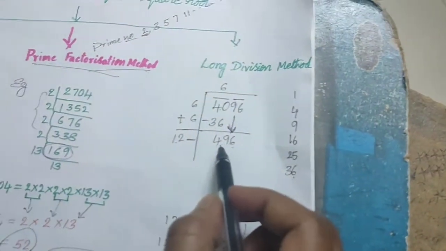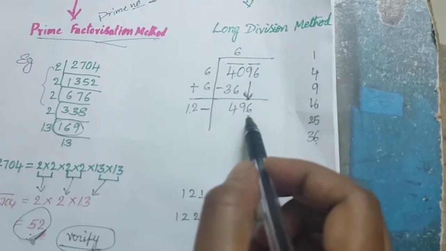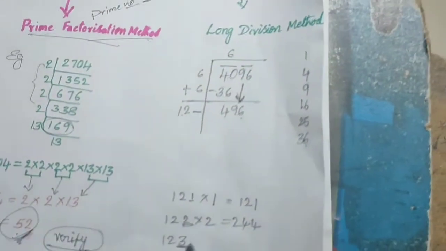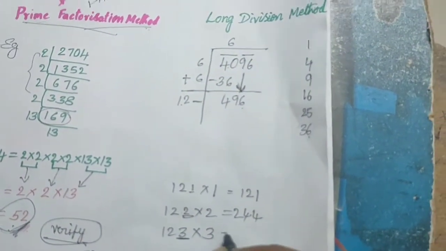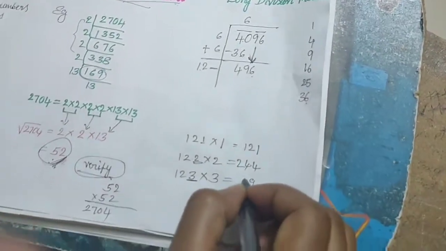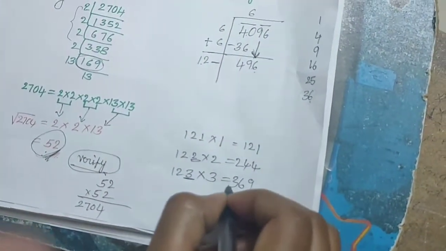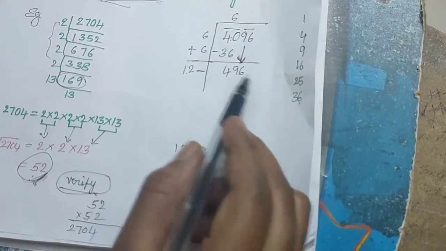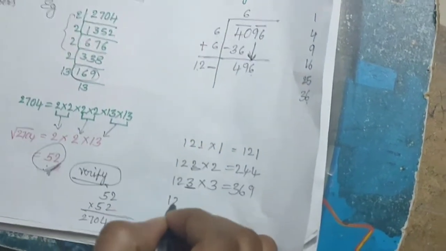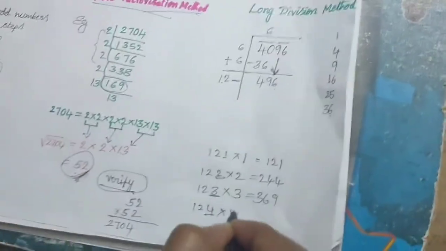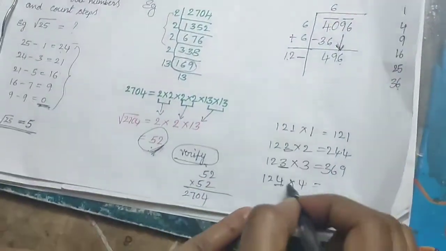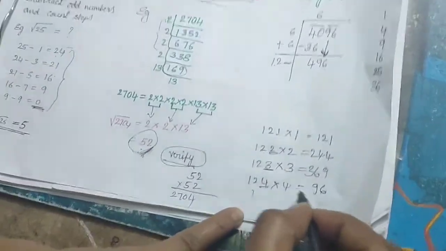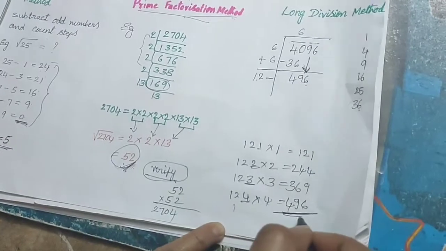Suppose you take 244 or 121, it is very much lesser than this 496. That's why you check a bigger number. Now I will take 3. Multiply by 3. We get 3 3s are 9, 3 2s are 6 and 3 1s are 3. So 369 is also less than this 496. Now again I check using 4. You multiply by 4: 4 4s are 16, 4 2s are 8, 8 plus 1 is 9, 4 1s are 4.